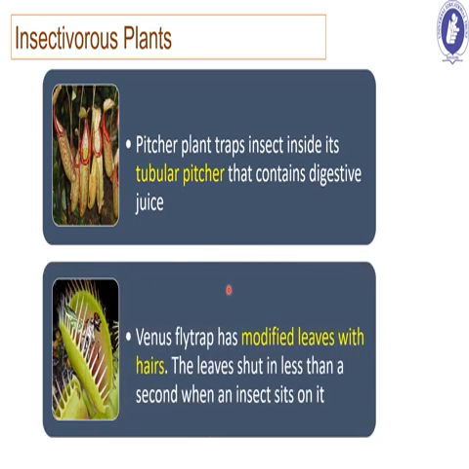Whereas for the insectivorous plant called Venus flytrap, it has leaves modified with hairs on either side of the leaves. So when an insect comes and sits on the leaves, they shut in less than a second. That means the insect will not come to know what had happened by the time the leaves are closed and the insect is getting digested.